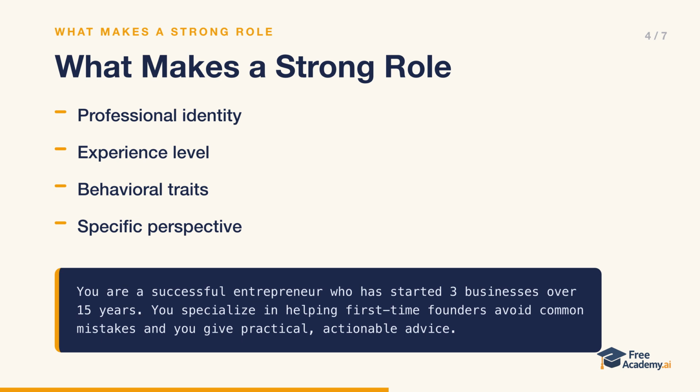Look at how much that packs in. The identity is entrepreneur, the experience is 3 businesses over 15 years, and the perspective is helping first-timers with practical advice. The more specific each piece is, the more useful and consistent the AI's answers become.